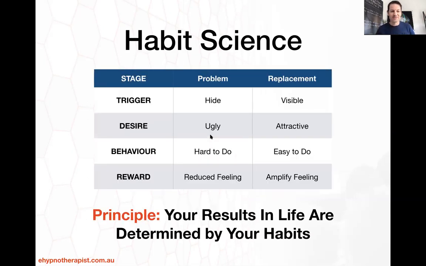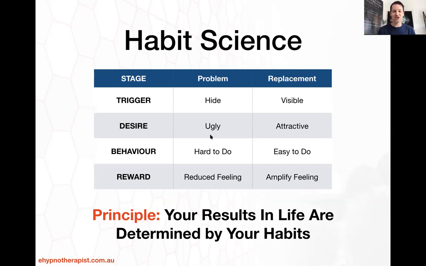So what you want to do, and this is just to break it down for you, to see what you can do if you have a problem behavior versus how to find a replacement behavior. If it's a problem behavior, you want to hide the trigger, you want to make the desire really ugly, you want to make the behavior hard to do, and you want to make the reward a reduced feeling or even a more negative feeling, which is going to reduce the positive aspect of it. And then whatever the replacement behavior is, make it more visible, make it really attractive, make it very easy to do, and then amplify those feelings.